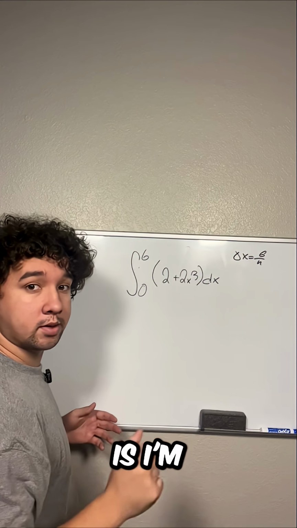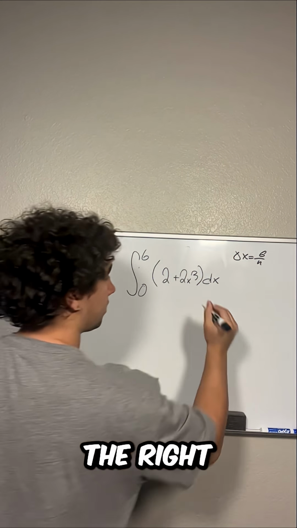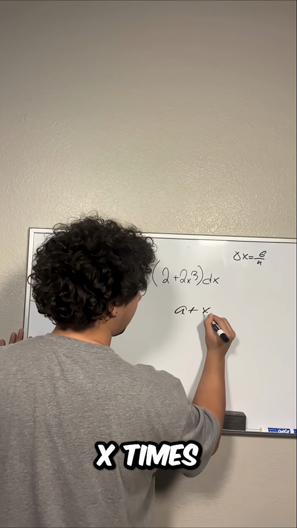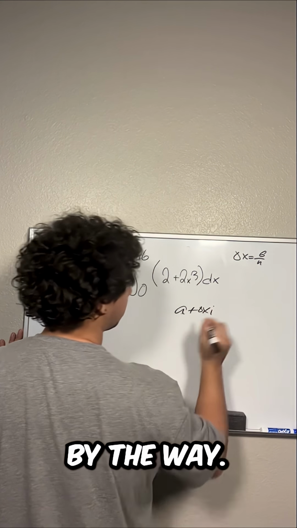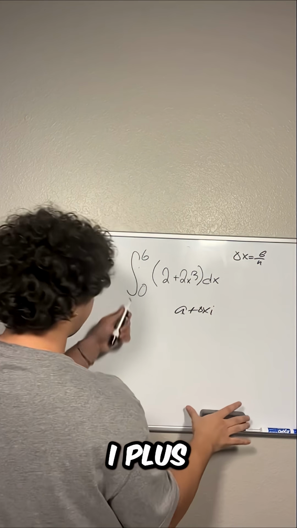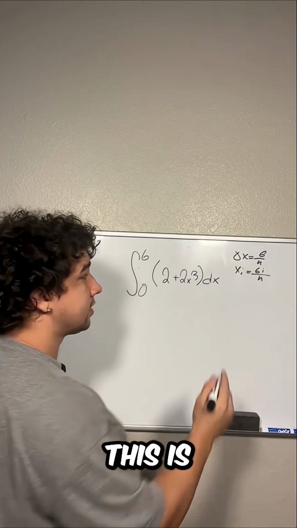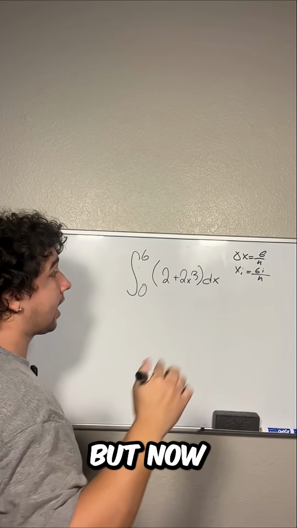Next thing I have to do here is I'm gonna do a Riemann sum. I'm gonna take the right-hand side. The right-hand side is gonna be a plus delta x times i. So this is gonna be 6/n times i plus 0, so just 6i/n. Essentially, that's the x value at every particular point.